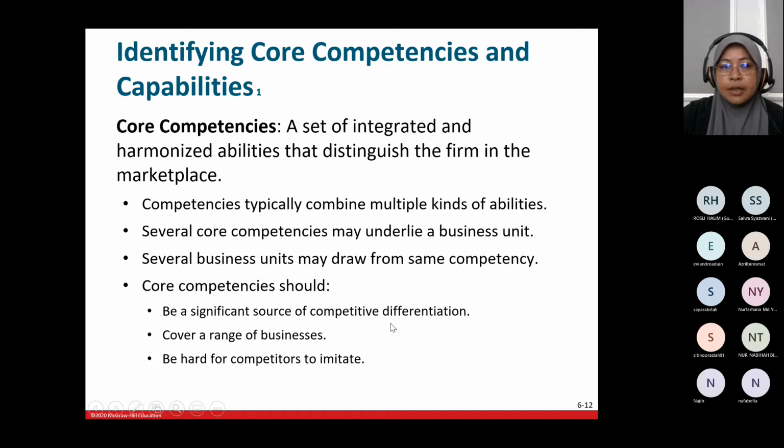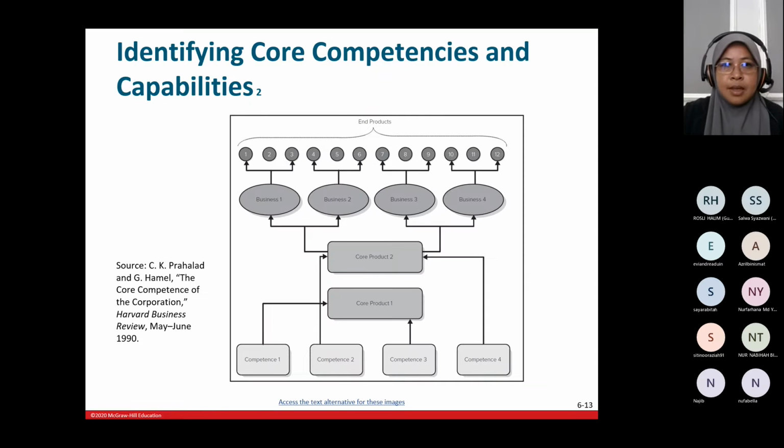Significant source of competitive differentiation, meaning that if we are discussing these special characters, only this product has them. That's what it means by competitive differentiation. And cover range of businesses, in which we have what we call a target market. This target market can also be defined based on how much the core competencies can cover for a certain market.